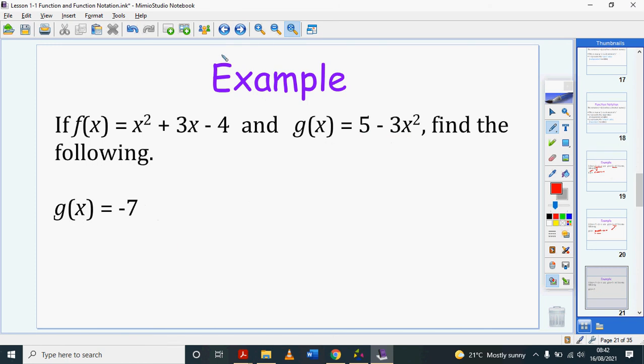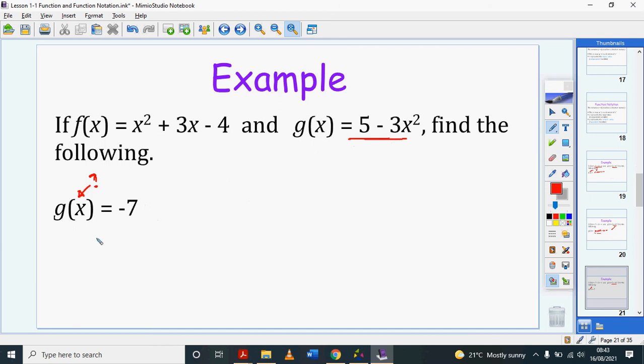If f(x) is that, g(x) is that, find the following. g(x) is equal to negative 7. So this is simply asking us, what is this value of x that makes the function g equal to negative 7? That's what you're trying to find. What is that value of x that makes the function g equal to negative 7?